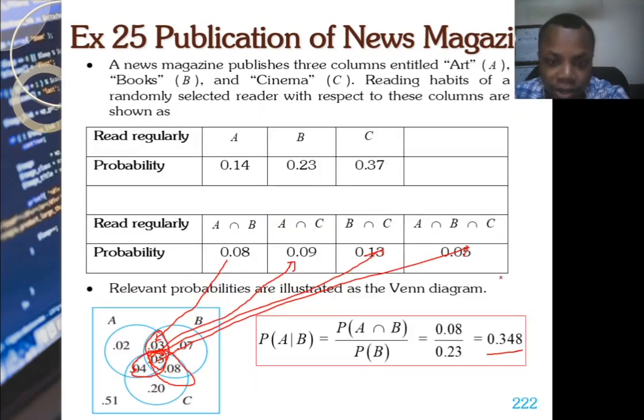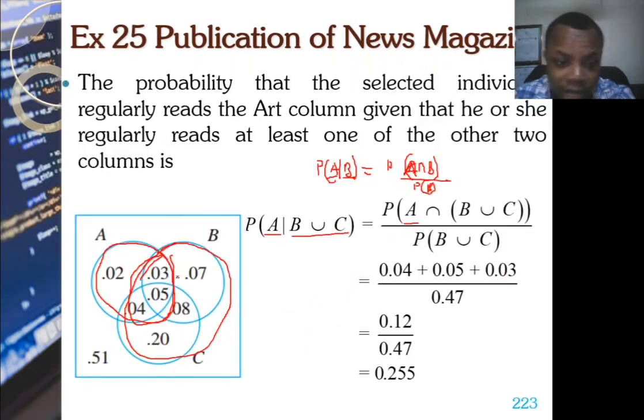And remember that B union C, we don't have it here, but we can calculate it from here. Now remember that B union C is everything that we have in here. So if you sum everything that we have in B and C, we are going to get 0.47, and that is going to lead us to 0.255. So this implies that there's going to be a 25% chance that an individual is going to read the A column, given that he or she has already read at least one of the other two columns. So that gives us this respectively.